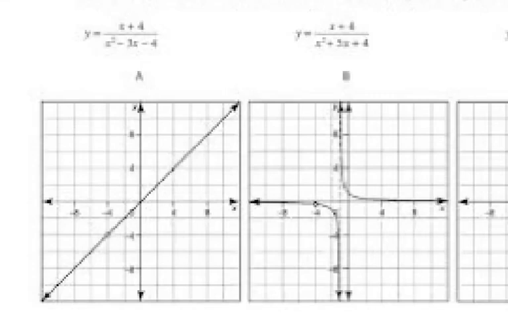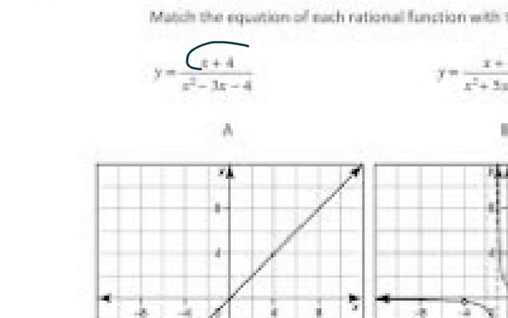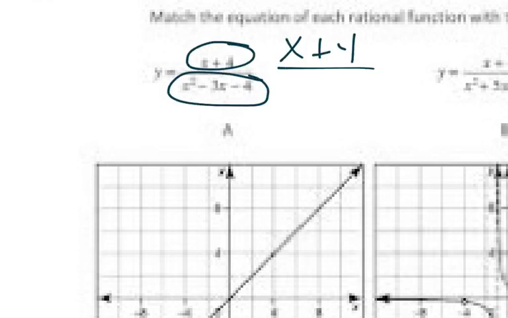Okay, so this one, matching graphs, these are the ones you cannot miss, okay? Because what you're going to do is what I showed you in another video. You're going to factor everything and try to simplify it. So notice on this one here, we have x plus 4 on top. You can't factor that further, right? Let's factor the bottom, though. We're going to do the x method. And we're going to get minus 4 and a plus 1, right?